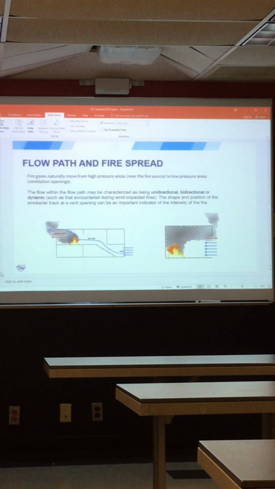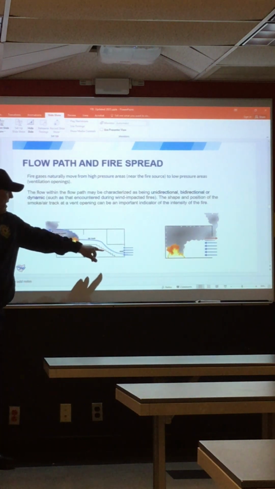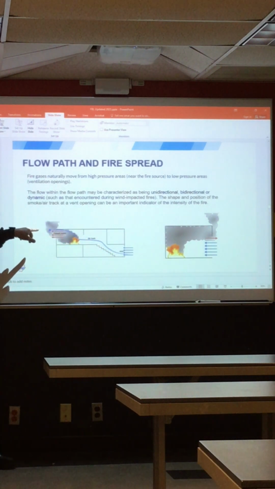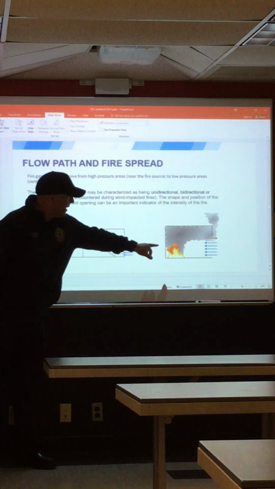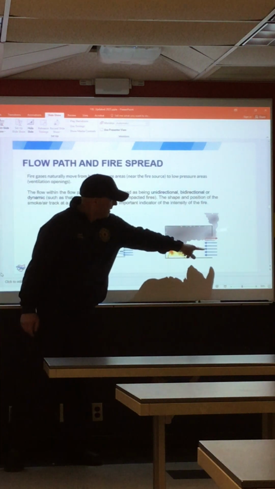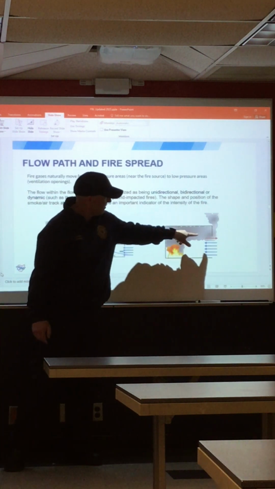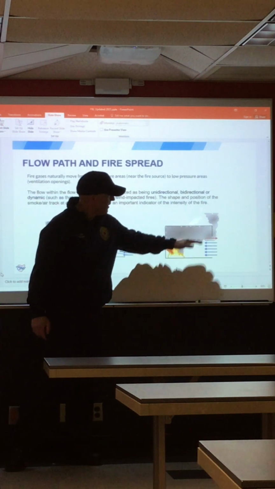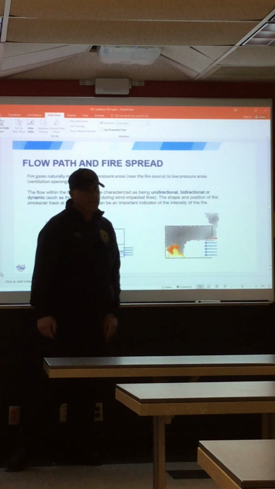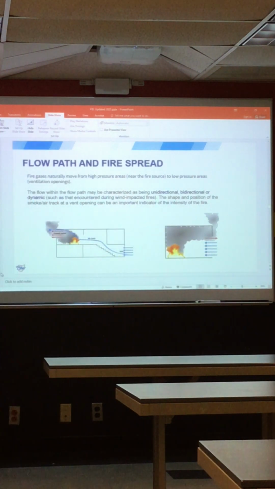Flow path and fire spread, we already discussed a little bit. There's your unidirectional flow path versus your bidirectional. There's your inlet on this side, it comes up here to your fire, and the exhaust is up here. So that's one direction, unidirectional. Bidirectional, you've got your clean, good air coming in, and the exhaust, the heat and smoke, going out over the top. Like we talked about, the closer that neutral plane gets to the ground, that's when flashover is imminent.